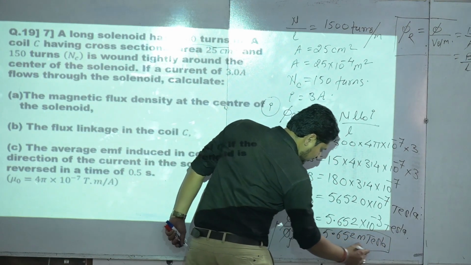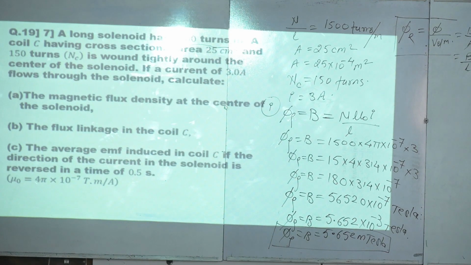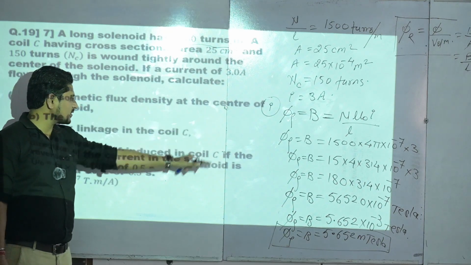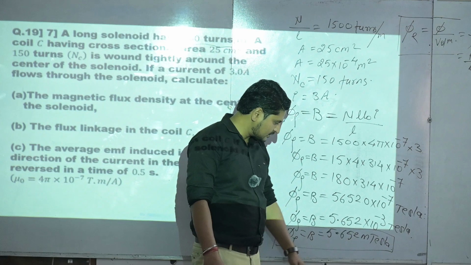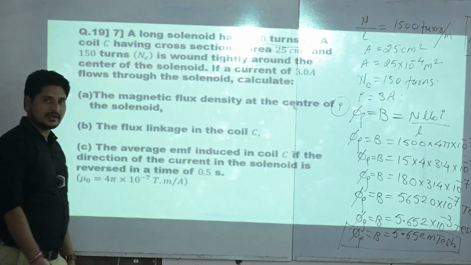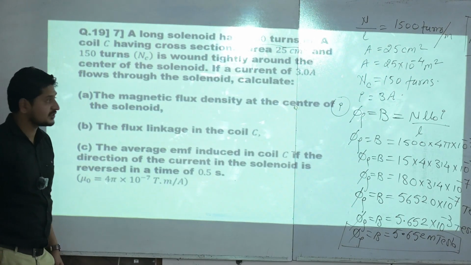So this is your equation, this is your answer for the first part. पहले पार्ट का आंसर ये हो जाएगा. So this magnetic flux density at the center of the solenoid. So magnetic flux density at the center of the solenoid is 5.652. It's a millitesla. Why is it millitesla? Because the answer is 10 to the power minus 3.